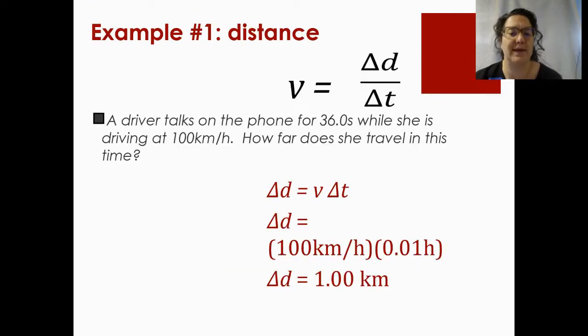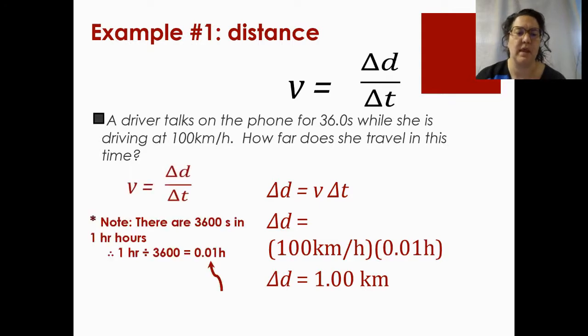So, for example, looking at distance: a driver talks on the phone for 36 seconds while she's driving at 100 kilometers an hour. How far did she travel in this time? We can either convert 100 kilometers an hour to meters per second, or we can turn our time into hours. For this equation, we took 3,600 seconds in 1 hour. So we took 36 seconds divided by the 3,600 seconds, and we got 0.01 hours. After rearranging the speed formula, we have calculated that she traveled 1 kilometer in the time that she was talking on the phone.